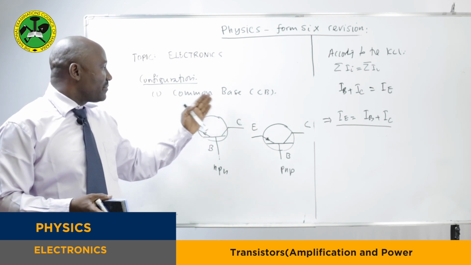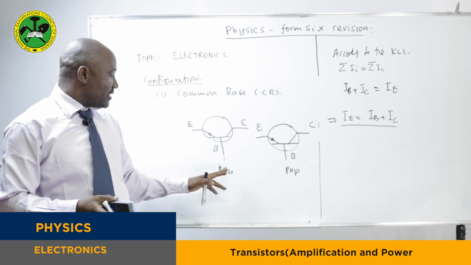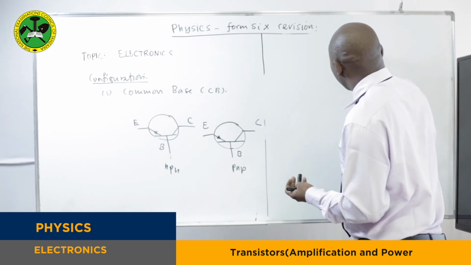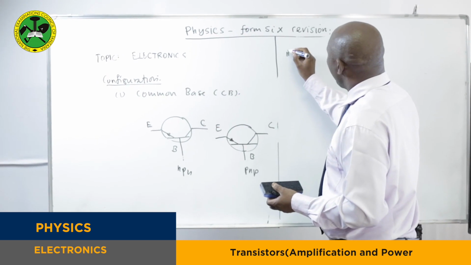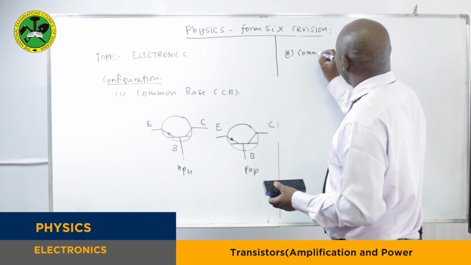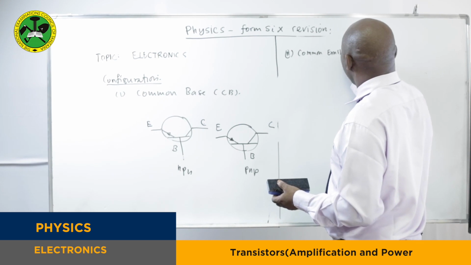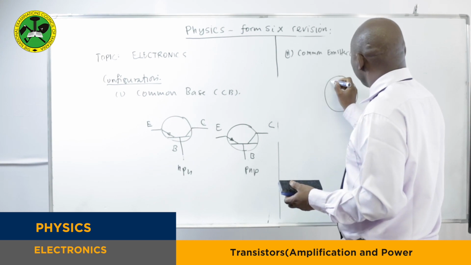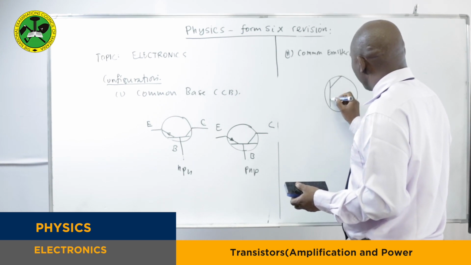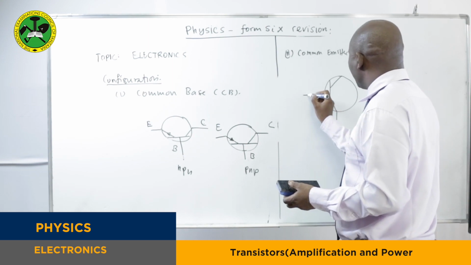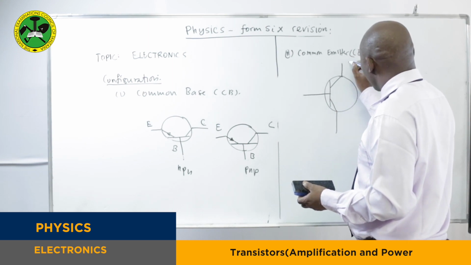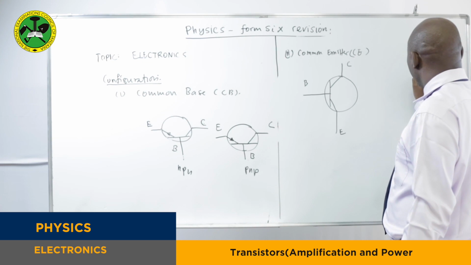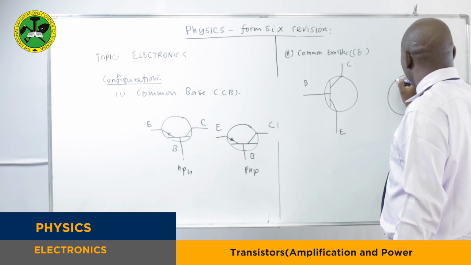This is given as the common base type of connection of a transistor, where the base is connected to the ground. The second mode is the common emitter, CE. We normally draw it so that this time the emitter is on the ground. This is our collector, this is our base, this is our emitter.